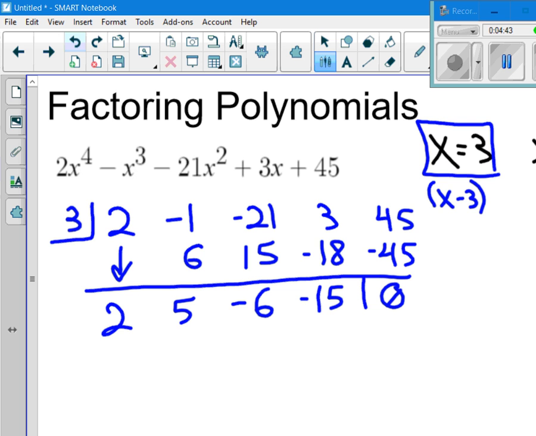So I'm going to continue this synthetic division. Negative 2.5, again, that is negative 5 halves. So I put the negative 5 halves.